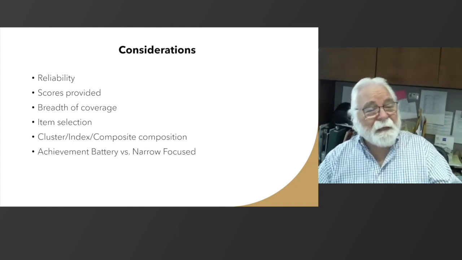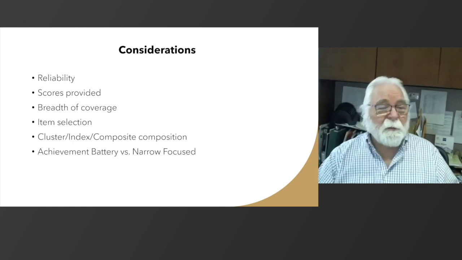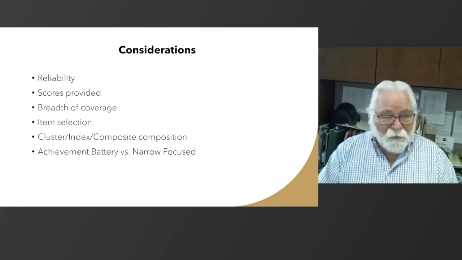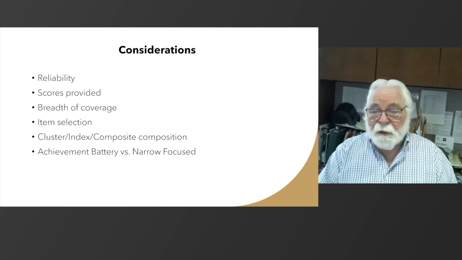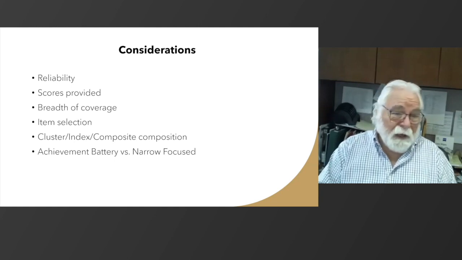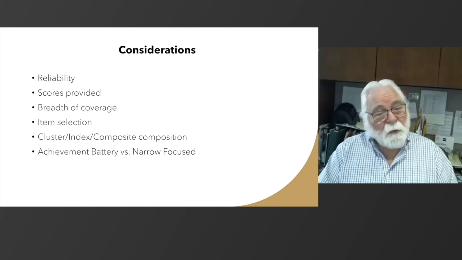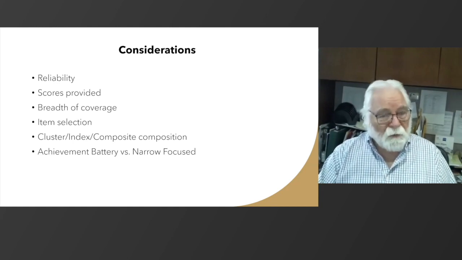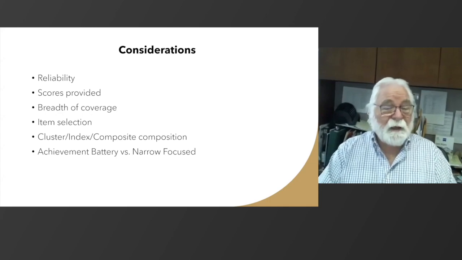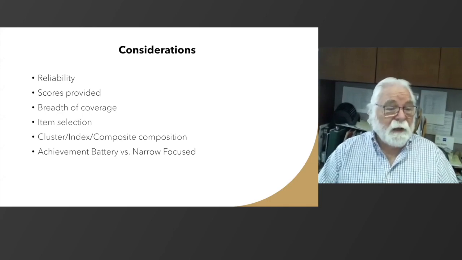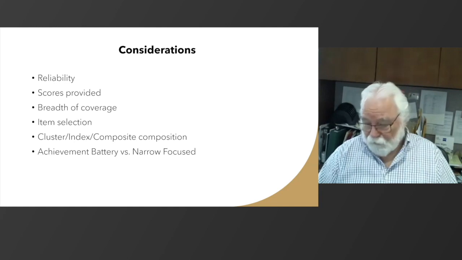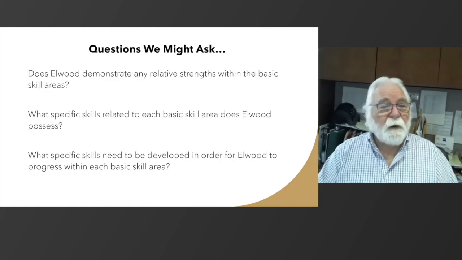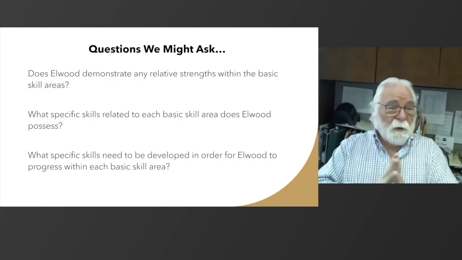Okay. And then lastly, considerations: achievement battery versus narrow focused. If you look at the achievement battery and you believe it's met the needs for this youngster, you're good to go. If you think that we need a little more information regarding this basic skill, you may want to pick one of the narrow focus skills that has more tests, that has more items for that basic skill area. Okay. All right. What are the questions we're going to ask?